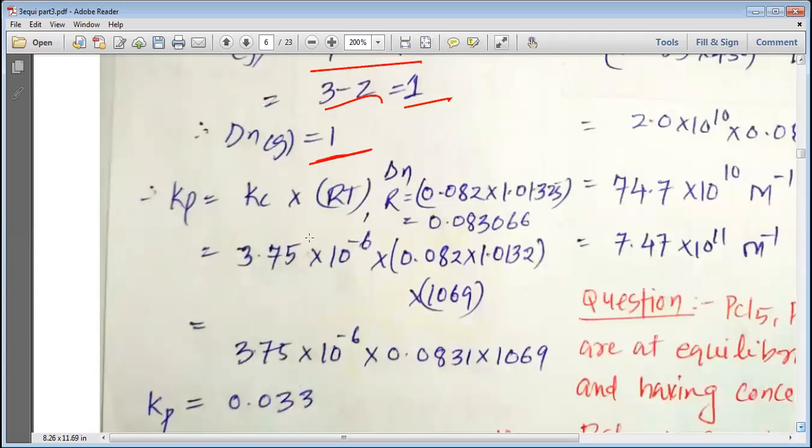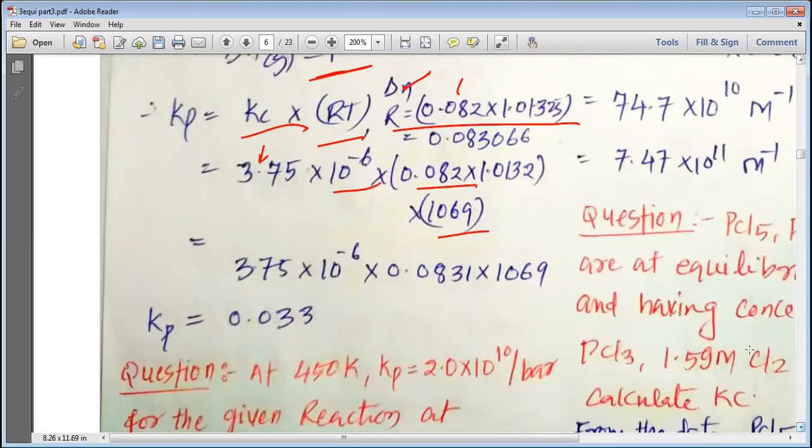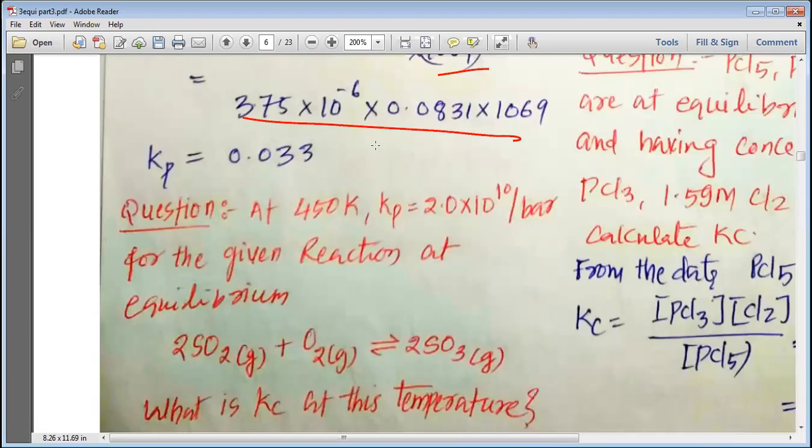Now we are well aware that Kp is equal to Kc into RT raised to delta N. Here I have tried to calculate R. R is equal to 0.082 into 1.01325, which ultimately leads us to 0.083066. We will omit the rest and just write 0.083. And for Kc we write 3.75 into 10 to the power minus 6. Here R is 0.083 and the temperature is 1069 Kelvin. By doing all this calculation, we get Kp is equal to 0.033.